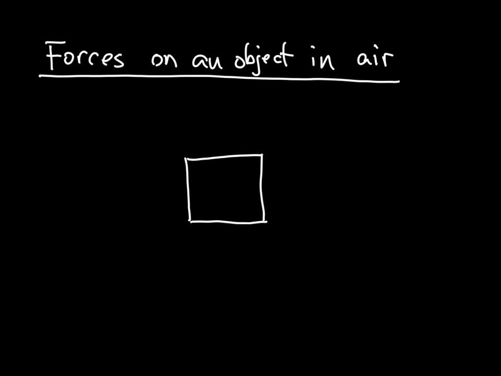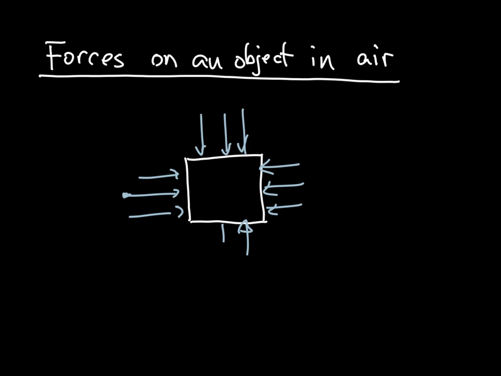So let's think about the forces on an object in air, okay? We would expect that pressure, like we said, is a property of a fluid. But it's due to all the microscopic collisions of air molecules banging into the walls of this container, right? So tiny little air molecules are banging into the walls of this container, exchanging momentum with it, and thereby exerting a force.